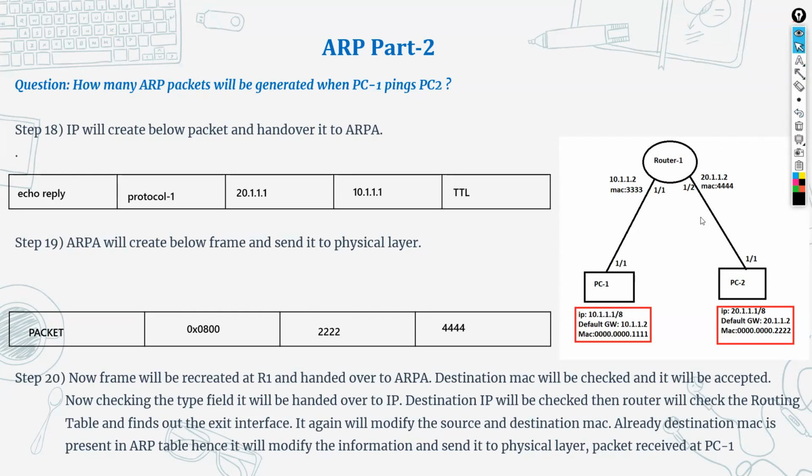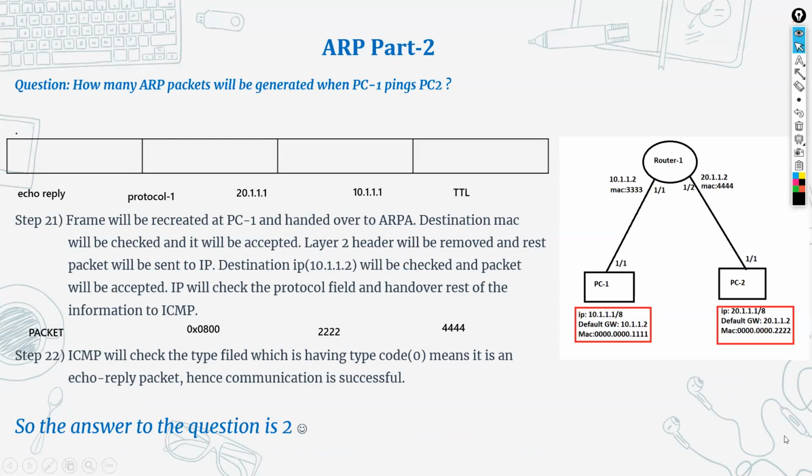So now router 1 will receive this particular information, right? At layer 2 the frame will be accepted because the destination MAC is 4444, right? Now the layer 2 header information will be removed by ARPA, and the type field will be checked, which is IPv4, right? This particular information will be sent to what? To IP at layer 3, right? Let me remove this. Okay, let's go back to the previous slide.